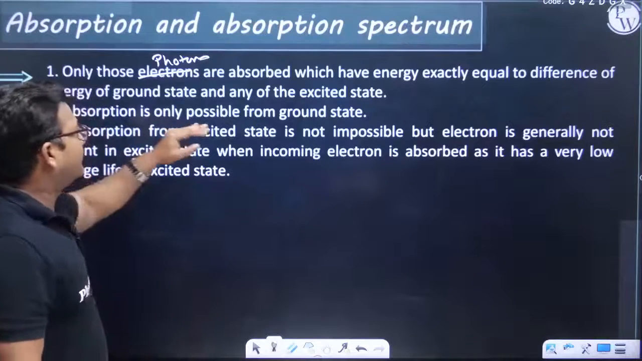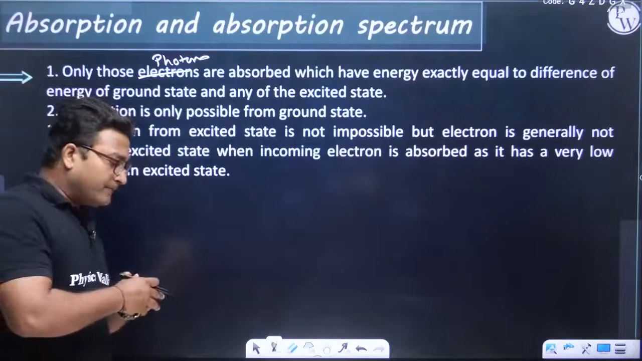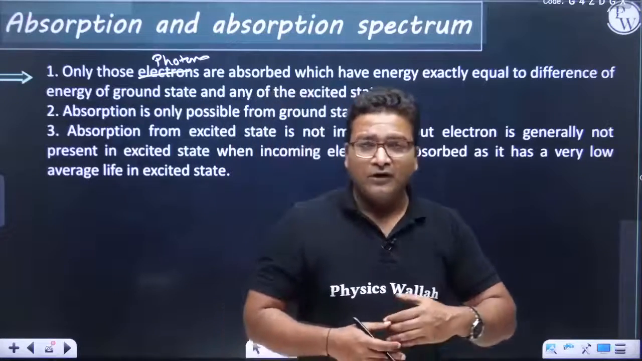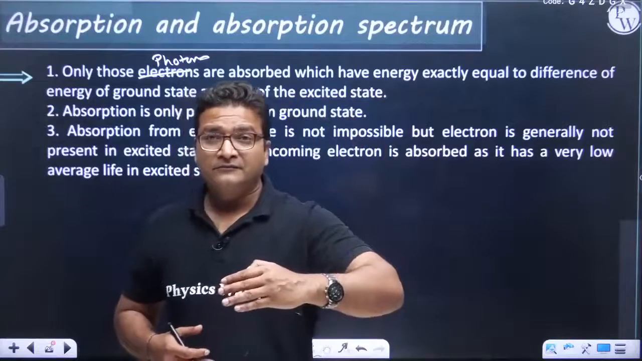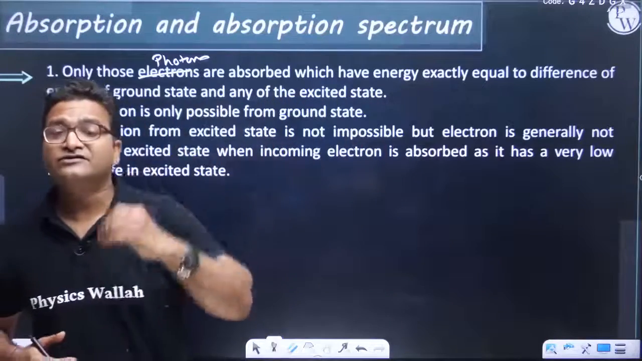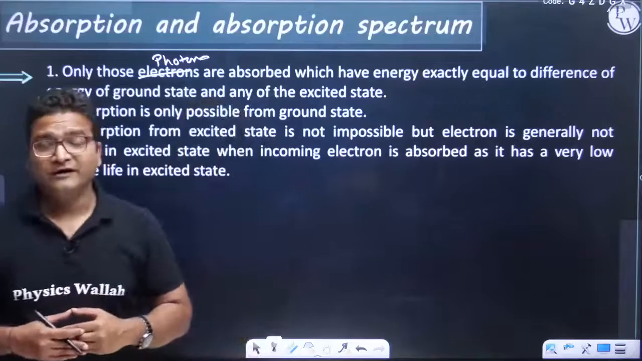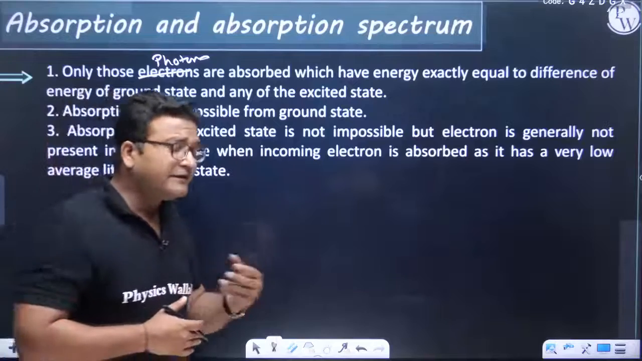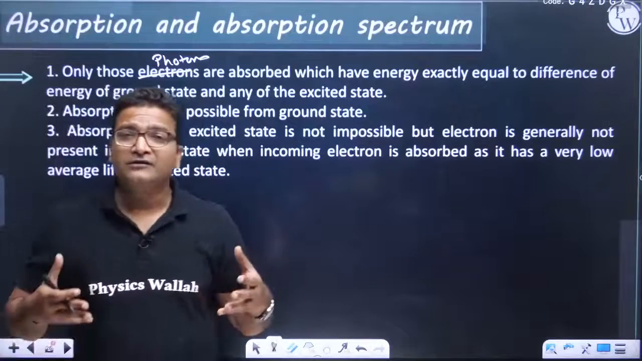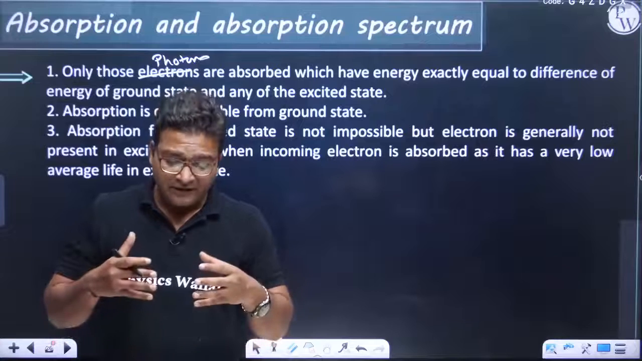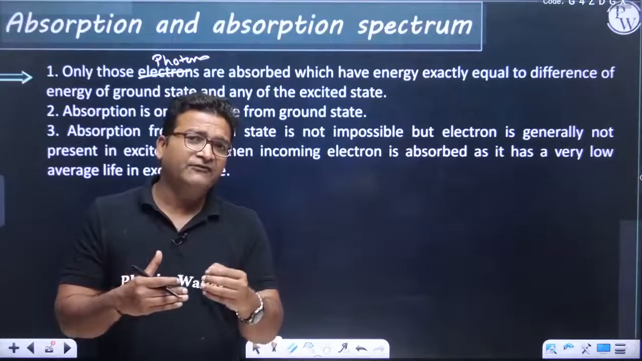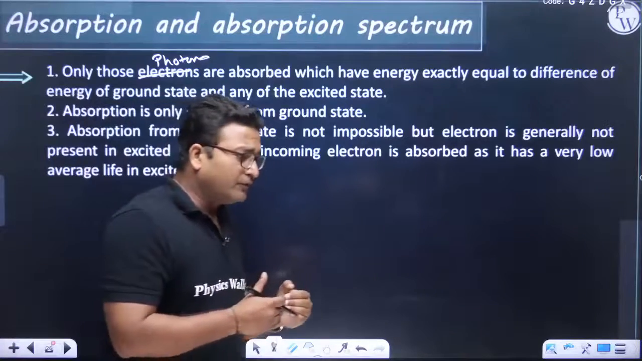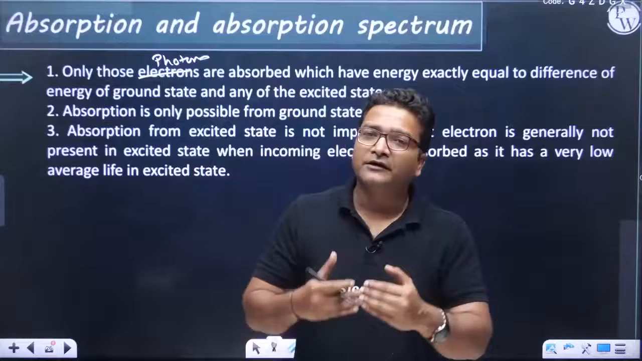Okay, so absorption is only possible from the ground state. Is it not possible for an electron from some excited state to be excited to another higher energy orbit? It is obviously possible, but the possibility is so rare because in any excited level, the electron has not much life. Its life in any excited state level is extremely low. Therefore, most of the absorption is from the ground state only.